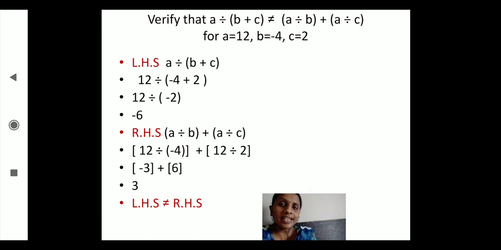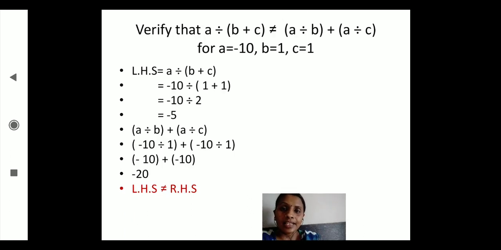So 12 divided by -4, our answer will be -3, plus in the second bracket 6. So -3 plus 6 is equal to 3. And as you can see here, left hand side is equal to -6 and right hand side is equal to 3. So here left hand side is not equal to right hand side. So we can see that this commutative property is not applicable for division of integers.